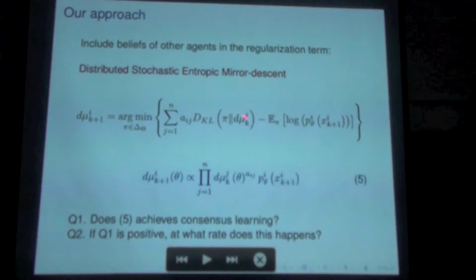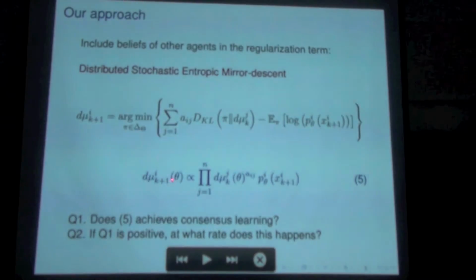And now the difference is that in this Bregman divergence, we now have an average of Bregman divergences between the optimization variable and the beliefs of all my neighbors. And what is even further magic of this is this problem also has a closed form solution, which is even better. And the closed form solution is algorithm 5.